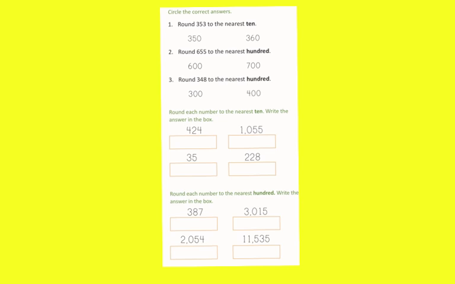All right, we're to the independent practice and review. This is the part where I'm just going to read it for you if you need help with reading. You might want to pause in between so that you can answer. Number 1, round 353 to the nearest 10. Number 2, round 655 to the nearest 100. Number 3, round 348 to the nearest 100.